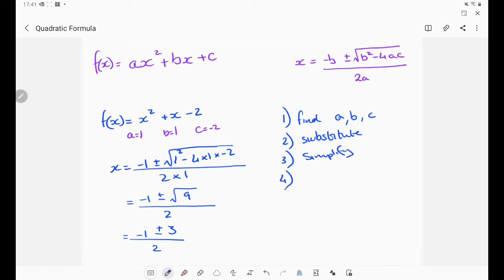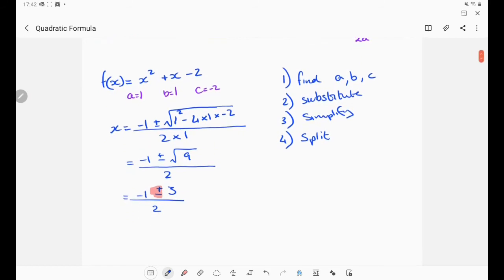Step 4 is split. And it relies on the same idea as before. We're looking for 2 roots here. We have 2 roots, it's just disguised by that symbol in the middle. So what this means is actually there are 2 answers here. One of the answers is going to be negative 1 plus 3 divided by 2. And the second answer is going to be negative 1 take away 3 divided by 2.